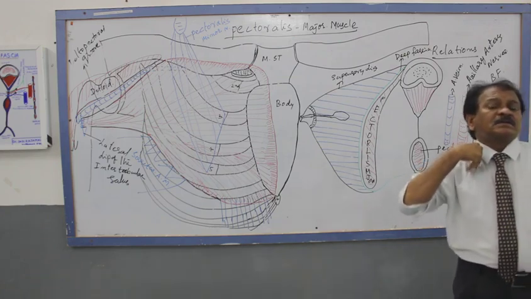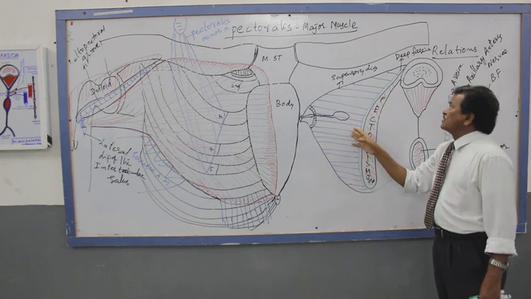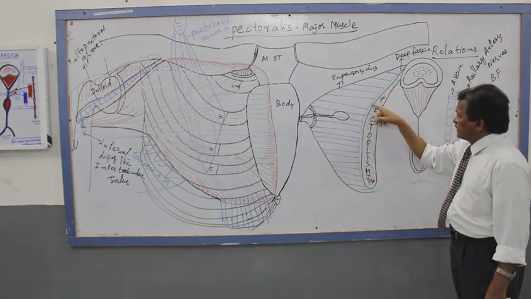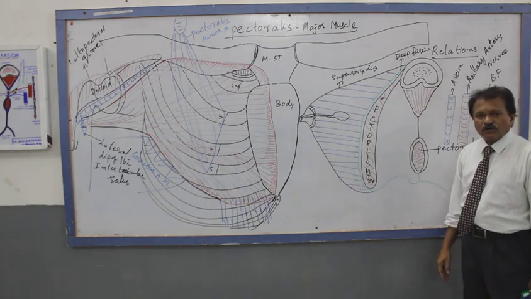But in the upper part, there is the platysma muscle. In the backside of this superficial fascia there is the deep fascia. This deep fascia is called the pectoral fascia.